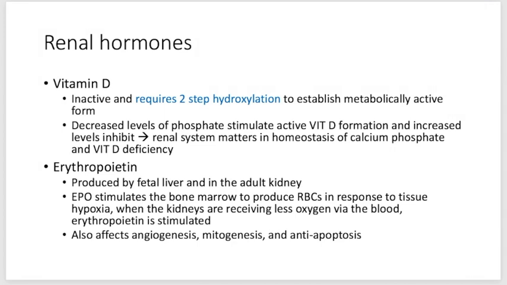The other hormone is erythropoietin. We talked about this for our anemia lecture, and this is produced by the fetal liver and in the adult kidney, and stimulates the bone marrow to produce red blood cells in response to tissue hypoxia. Erythropoietin also affects angiogenesis, mitogenesis, and anti-apoptosis.